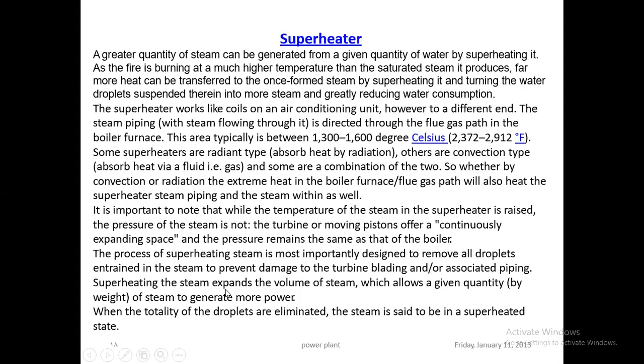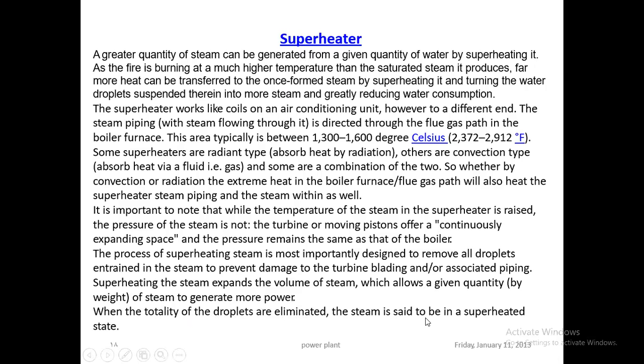Superheating the steam expands the volume of steam, which allows a given quantity by weight of steam to generate more power when the droplets are totally eliminated. That means the droplets of water are completely eliminated in the last stage of the superheater. So that's the reason we have keen interest in studying the superheater, because after the superheater the dry steam is made into superheated steam. That's the reason we need to understand the superheater.